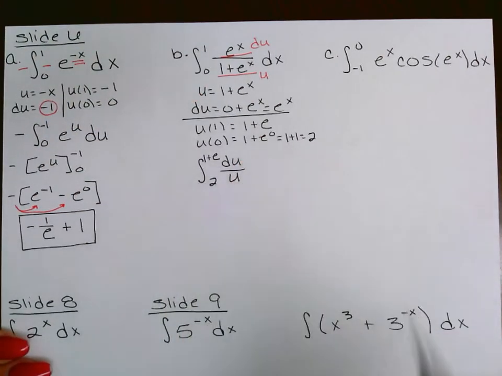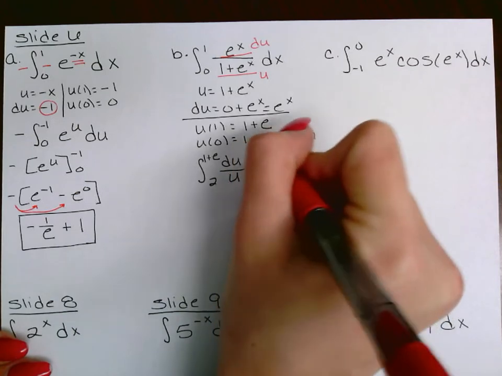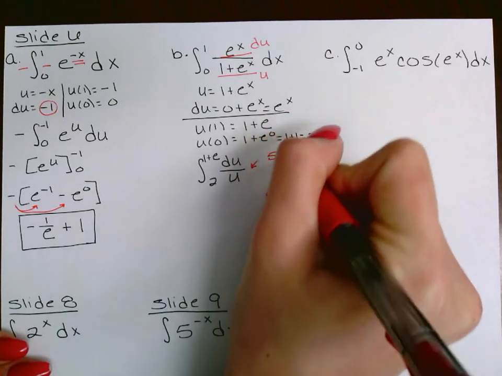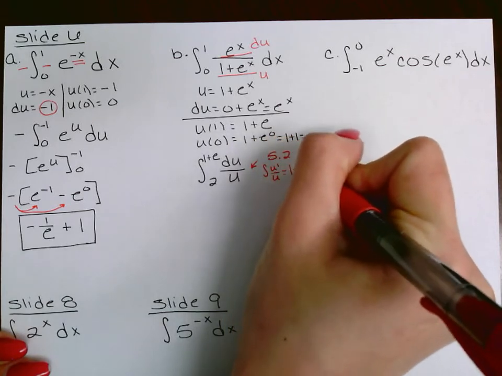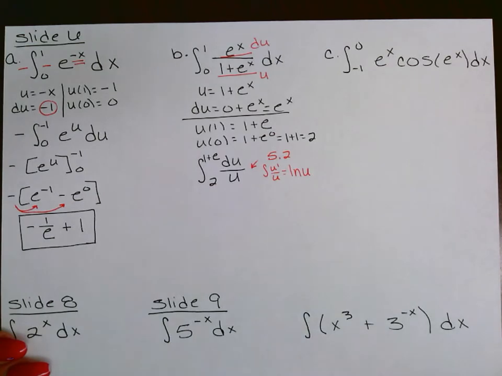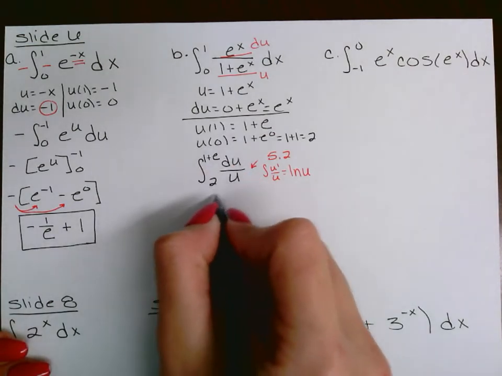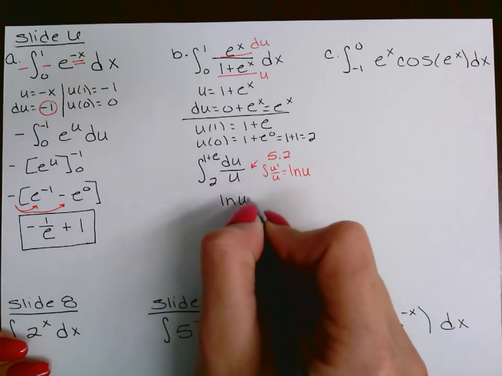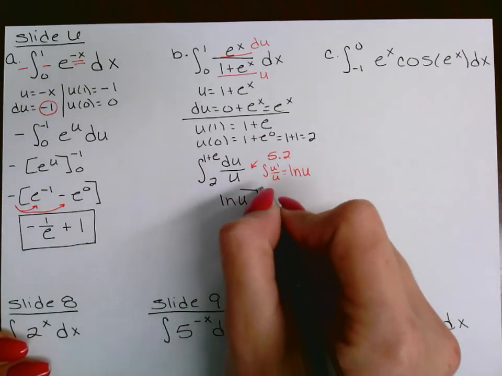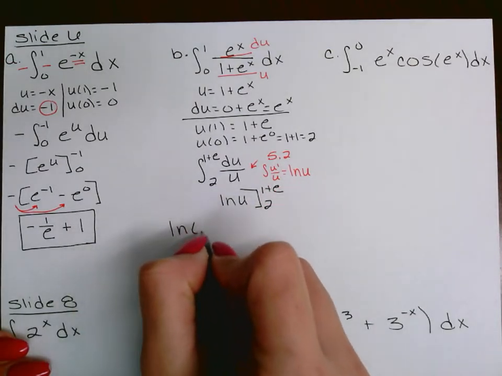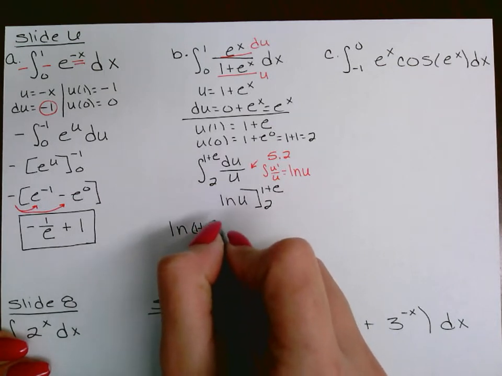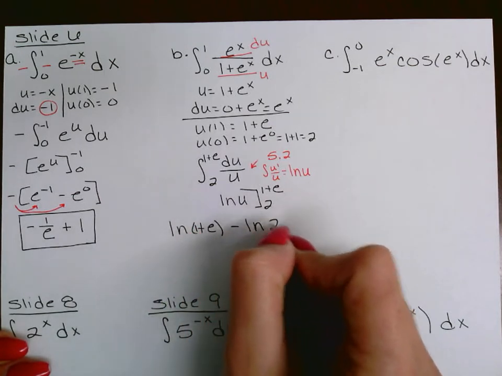Who can remember what the antiderivative of du over u is? U prime over u, which is? Good, it's the ln. From 5.2 from last class, it's the integral of u prime over u is ln of u. Okay? So now, I'm going to say the answer to this is ln of u from 2 to 1 plus e. And again, don't be afraid of this just because it looks ugly. You can leave this as ln of 1 plus e minus ln of 2.